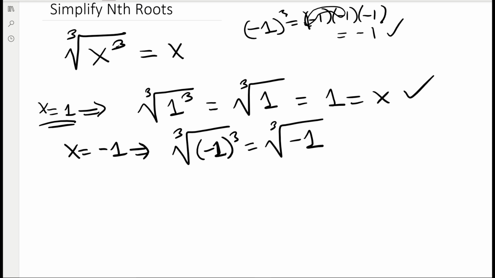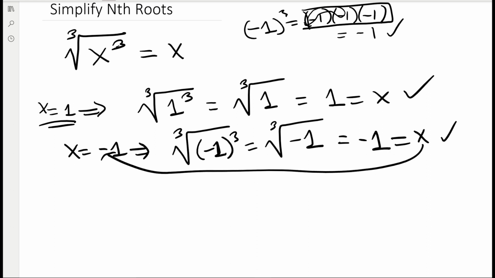Well, we just did it here, right? If we multiply -1 by itself 3 times, that gives you -1. So this is going to be -1. And it turns out that -1 is equal to the original x that we said earlier, right? So there's no problem here. We know simply that the cube root of x cubed is x. So this is tested and verified. We know this to be true.